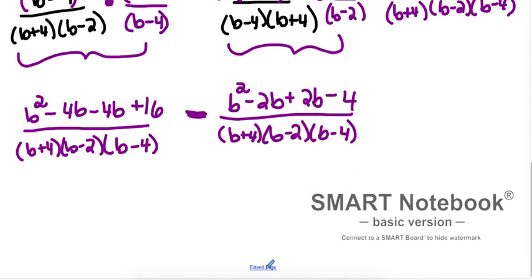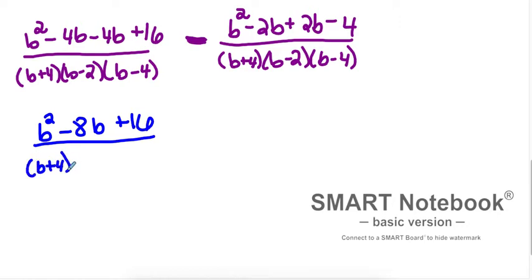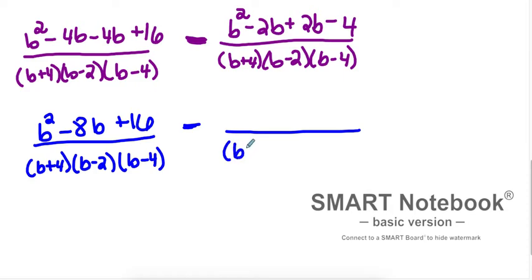Okay, very good. So now we want to simplify as much as possible before we actually do the subtraction, right? So let's see. Negative 4b and negative 4b, those don't cancel, they combine, right? So negative 8b plus 16, all over b plus 4, b minus 2, b minus 4, minus. Again, I'm going to keep my denominator the same, b minus 2, b minus 4. Here, what's going to happen is these will cancel. Negative 2b plus 2b cancels, so we have b squared minus 4.